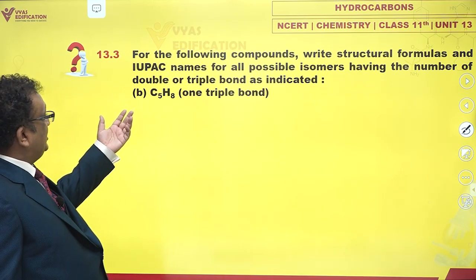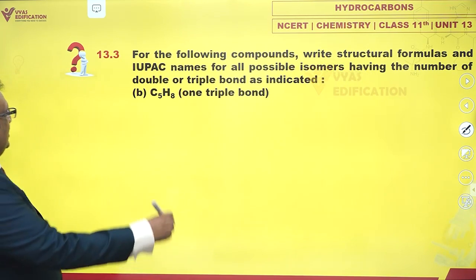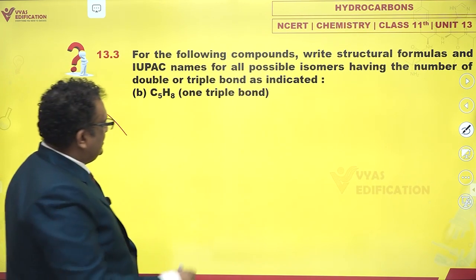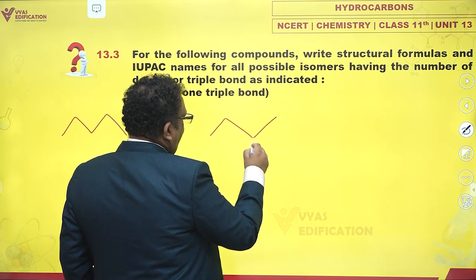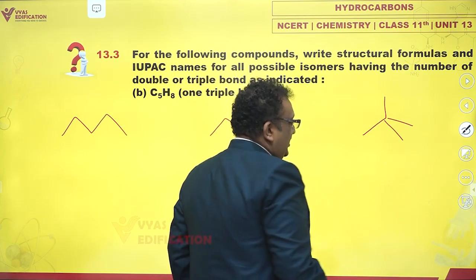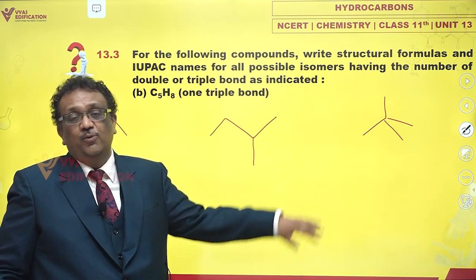What about C5H8 with one triple bond? There's going to be a triple bond, yes. So first let me draw the skeletons. 1, 2, 3, 4, 5 carbons. 1, 2, 3, 4, 5 carbons. And 1, 2, 3, 4. There are 3 pentanes possible: normal pentane, isopentane and neopentane.